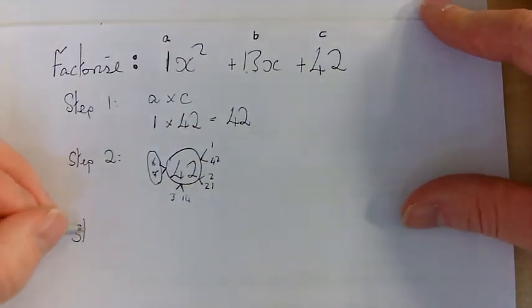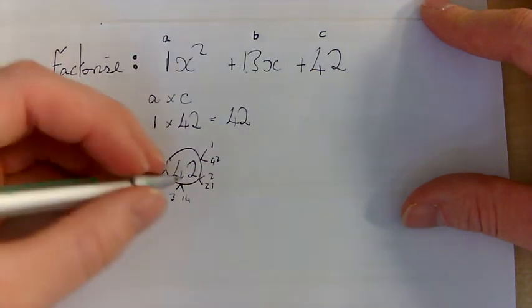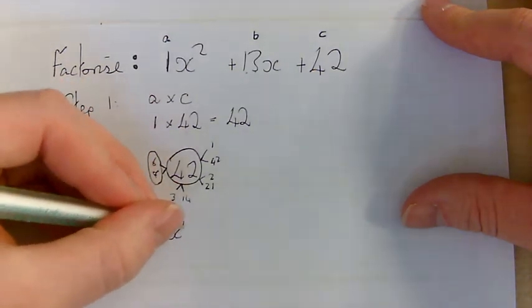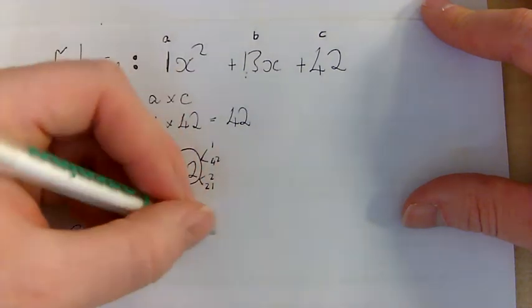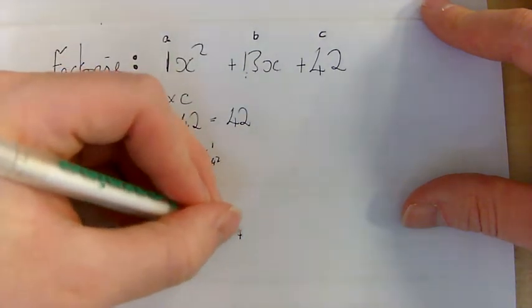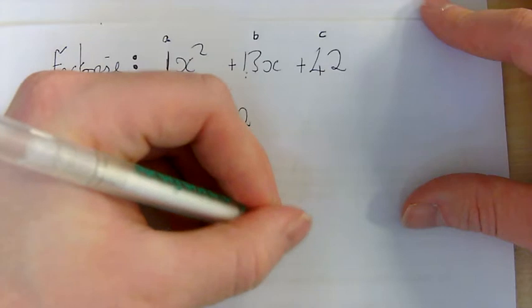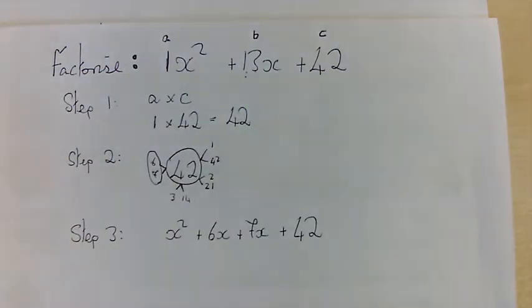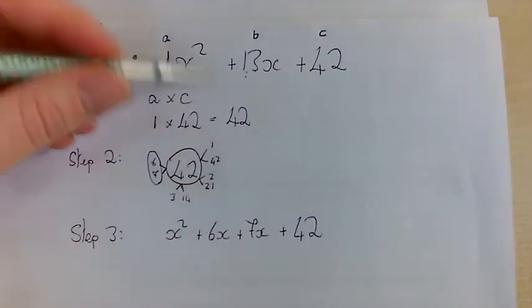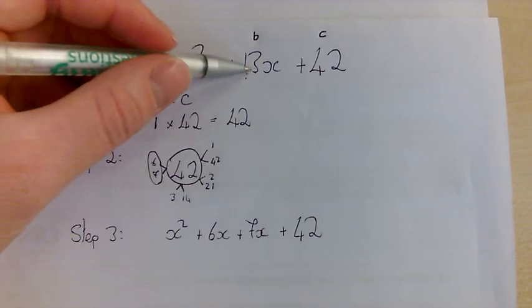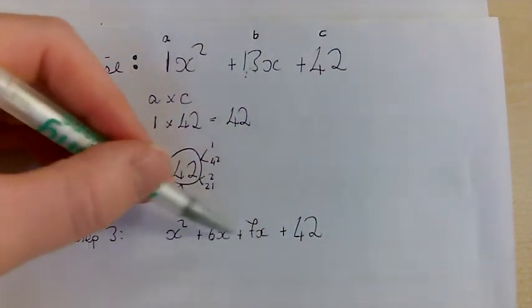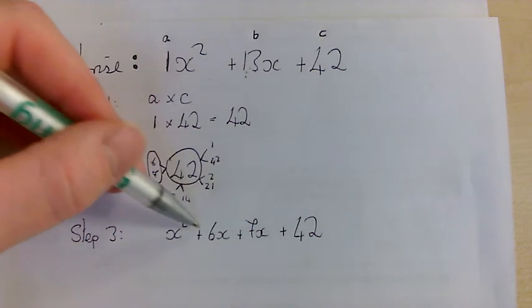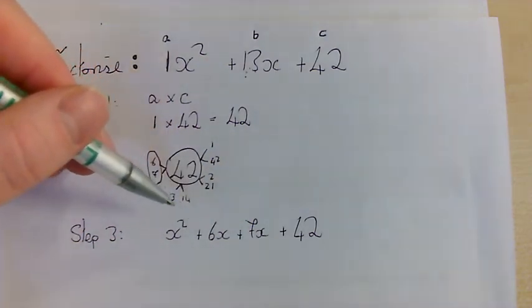So step 3 will be to rewrite our quadratic. It'll be x squared. Now the 13x, we're going to split that into 6 and 7. So plus 6x plus 7x plus 42. It's the same quadratic, only difference being that we split this 13 into a 6 and a 7. It doesn't matter which way around you put the 7 and the 6, either way will work absolutely fine.